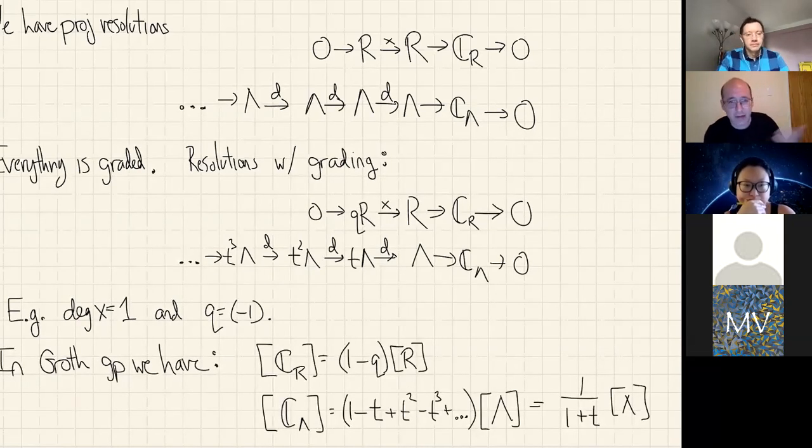And similarly, T is going to be the degree of this operator D. So in the Grothendieck group, now the homological degree matters. In the Grothendieck group, you take the Euler characteristic of a complex, so that the Euler characteristic of the projective resolution of C_R is 1 minus Q, 1 minus Q. This is the thing in homological degree 0, and that's in homological degree minus 1. Similarly, the Euler characteristic of a trivial rep over the exterior algebra is this power series in Λ, which is 1 over 1 plus T. And we see right there a denominator appear. 1 over 1 plus T, a denominator naturally appears in this example.